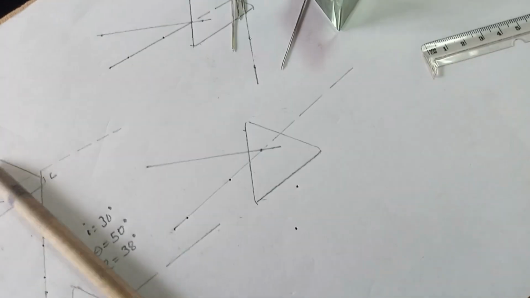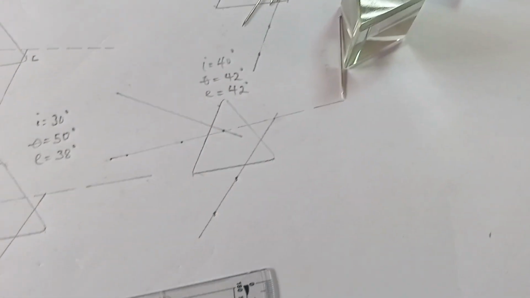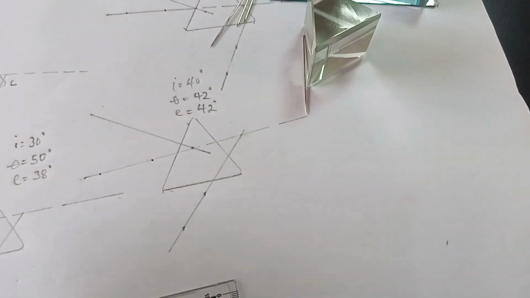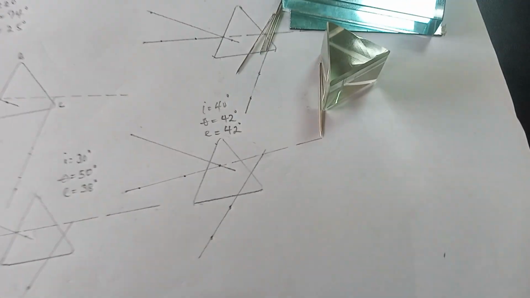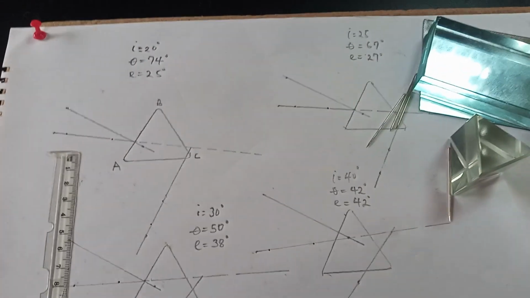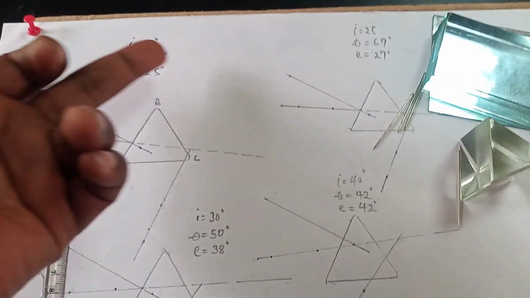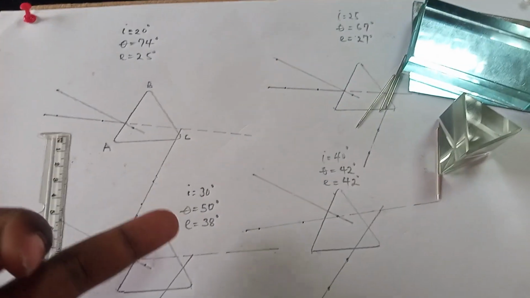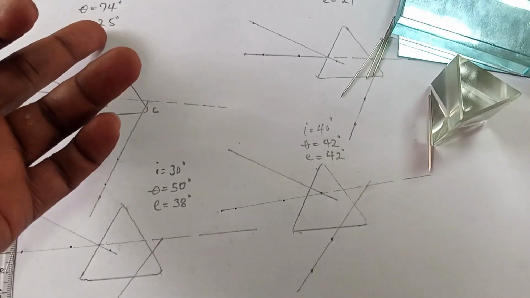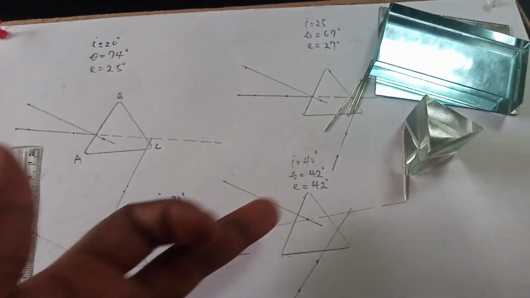Once I draw my line, I'll find my measurement. So this is what we have here. You can see the angle theta is 42 and even the E coincidentally is also 42. So if we run a comparison check on all of them, you can see that there is a progressive decrease in theta, 74, 67, 50 and 42, and then there's a corresponding increase in E, 25, 27, 38, 42.